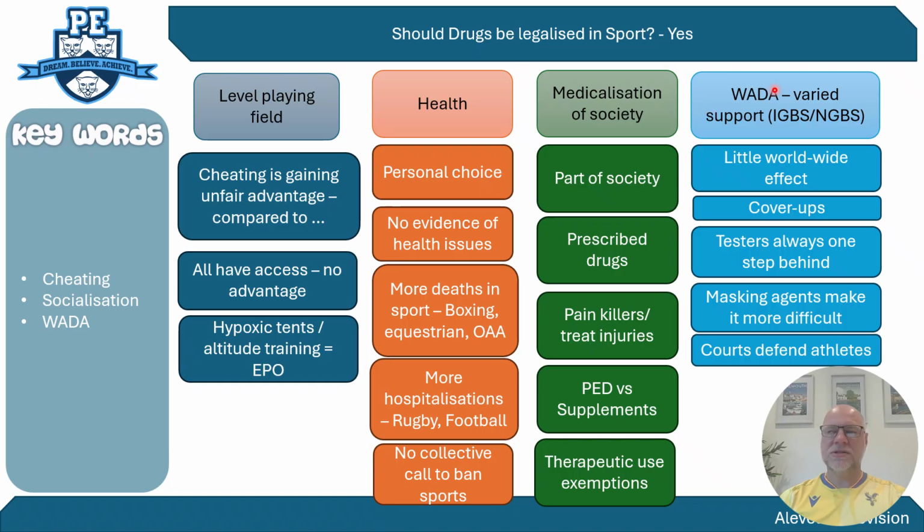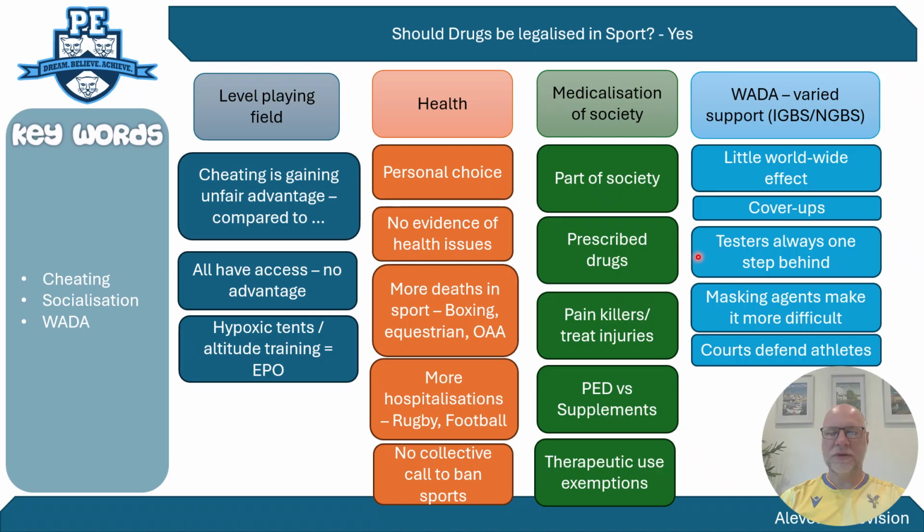WADA, the World Anti-Doping Agency, has varied support. Different countries will support what they are saying differently, and international governing bodies and national governing bodies, there's a variety of support for the World Anti-Doping Agency. And what that leads to is confusion and inconsistency. So there's little worldwide effect of what WADA is doing. If you let everyone do drugs, then you wouldn't have that issue. A lot of national government bodies and individual countries often will cover up drug scandals, and you can see cases where certain athletes will take one drug in one sport, but then it's banned in another sport, and punishments can be very inconsistent.